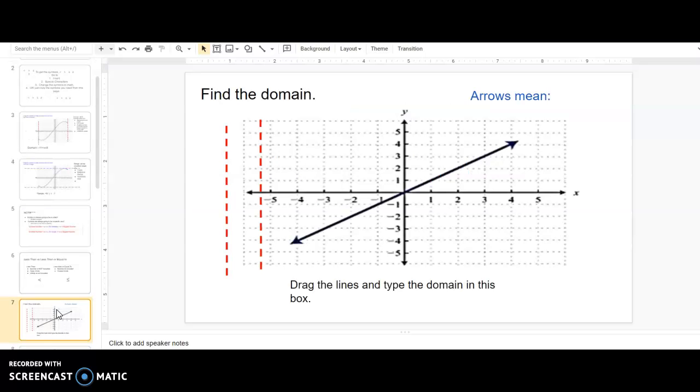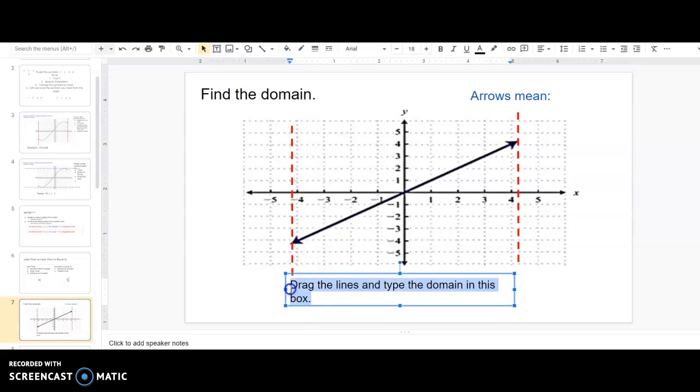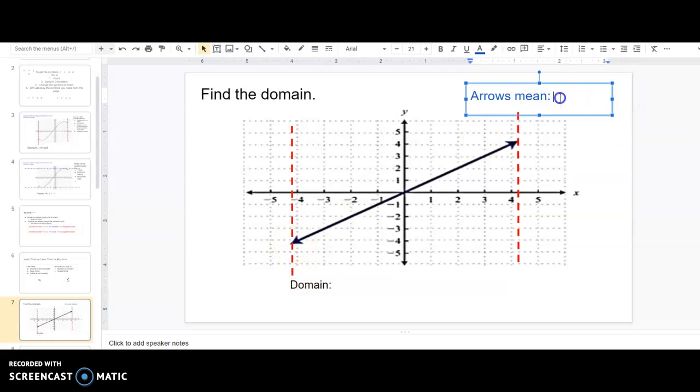So this one's a little bit different, and you're going to see why. So let's go ahead and do domain on this one. The domain is drawing your left line and drawing your right line. So I'm going to drag these where they go, like that. And notice that for the domain on this one, we are at this arrow. The arrow means the function keeps going. Keeps going. And it either keeps going to -infinity or +infinity. It depends on which direction you are.